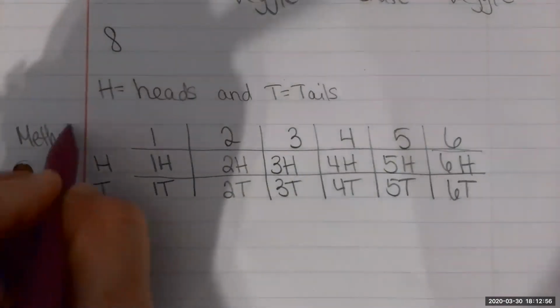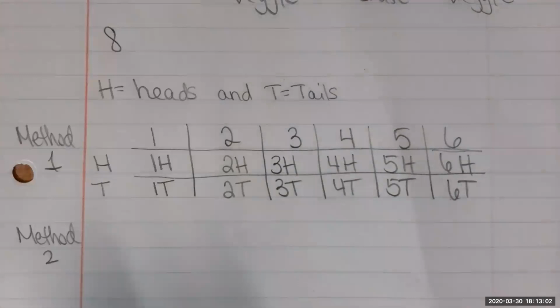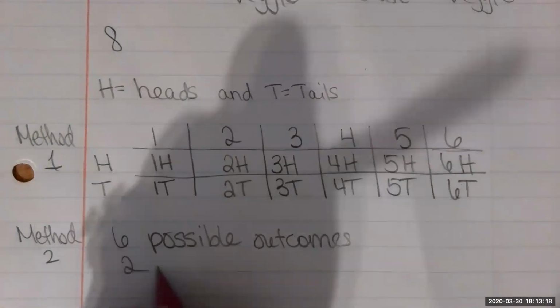Method 1, make a table. Method 2, you can use the fundamental counting principle. Rolling a number cube has 6 possible outcomes, and flipping a coin has 2 possible outcomes.